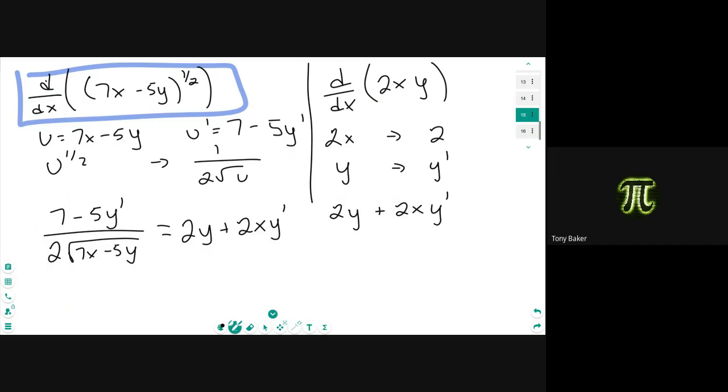So we've gone from being able to take the derivatives of functions to now being able to take the derivatives of any equation, not just functions.